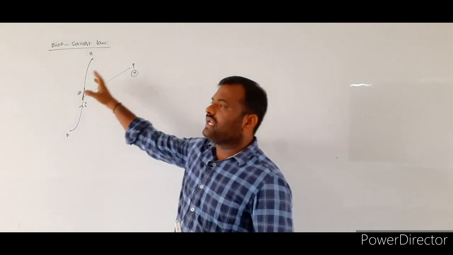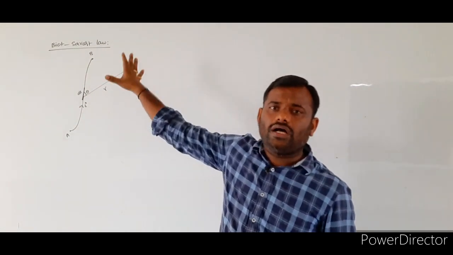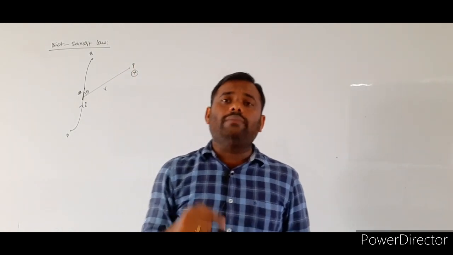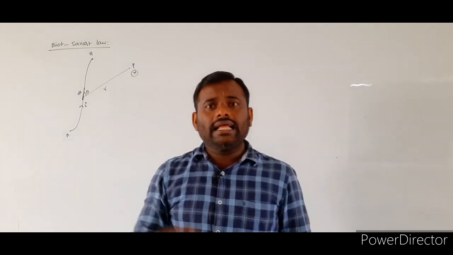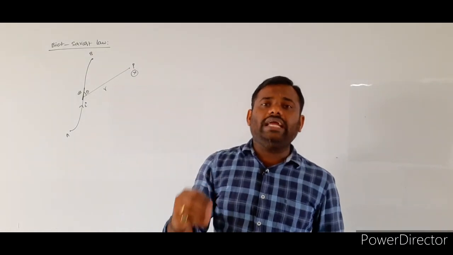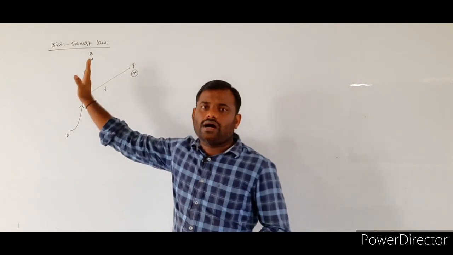That equation is nothing but the Biot-Savart law. So what is the Biot-Savart law giving? If you know the amount of current flowing through the given current carrying conductor, at a given point you are able to calculate how much field will be existing. That is given by the Biot-Savart law.